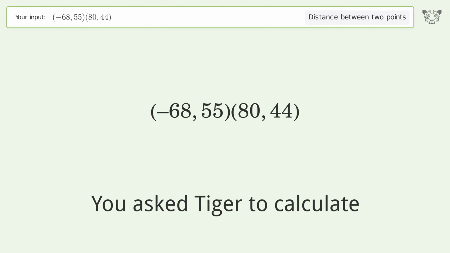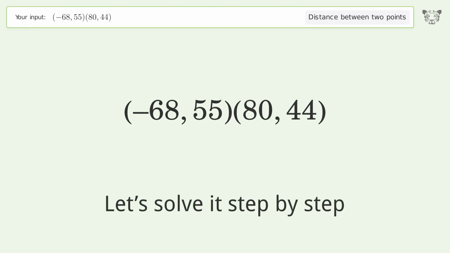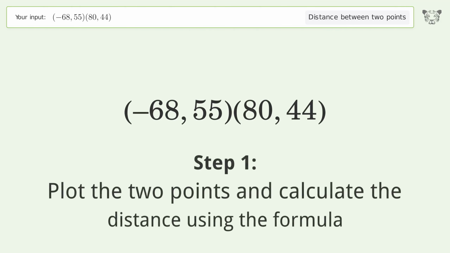You ask Tiger to calculate. This deals with the distance between 2 points. The distance between the 2 points is the square root of 22,025, or 148.408. Let's solve it step by step. Plot the 2 points and calculate the distance using the formula.